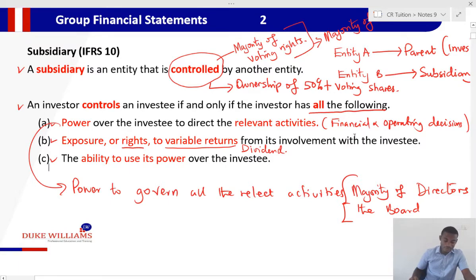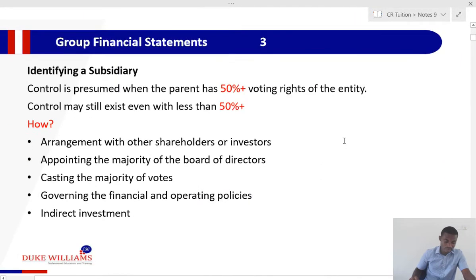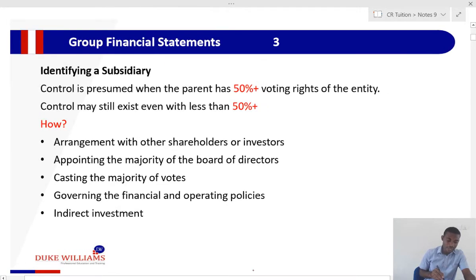Now let's build on this understanding. And like I've said, how do we identify a subsidiary? The parent should have more than 50% of the voting rights, and I mentioned that it is the ordinary shares, equity shares. Now, there could be less than 50% of ownership, but there could still be control, because the IFRS 10 position is that control should be principle based.